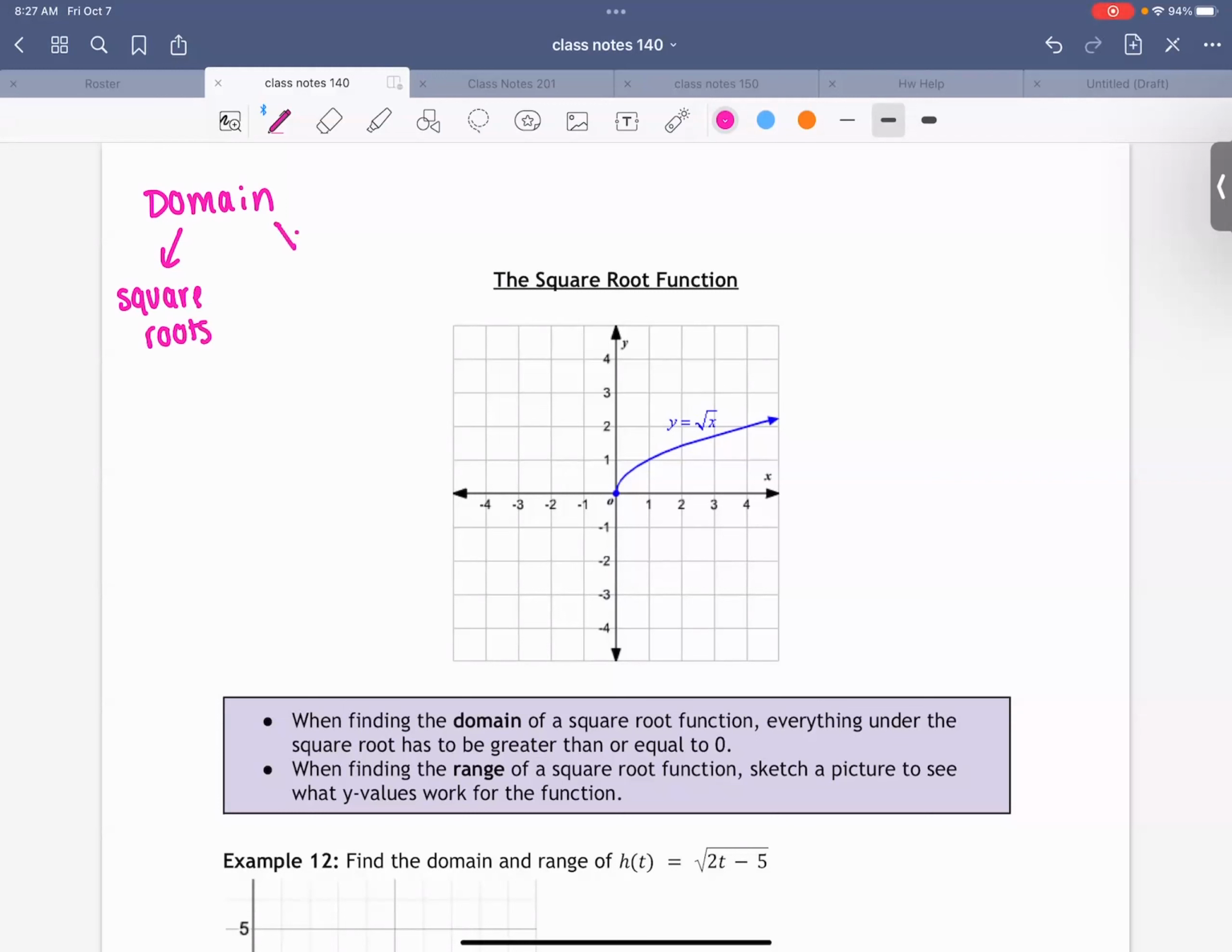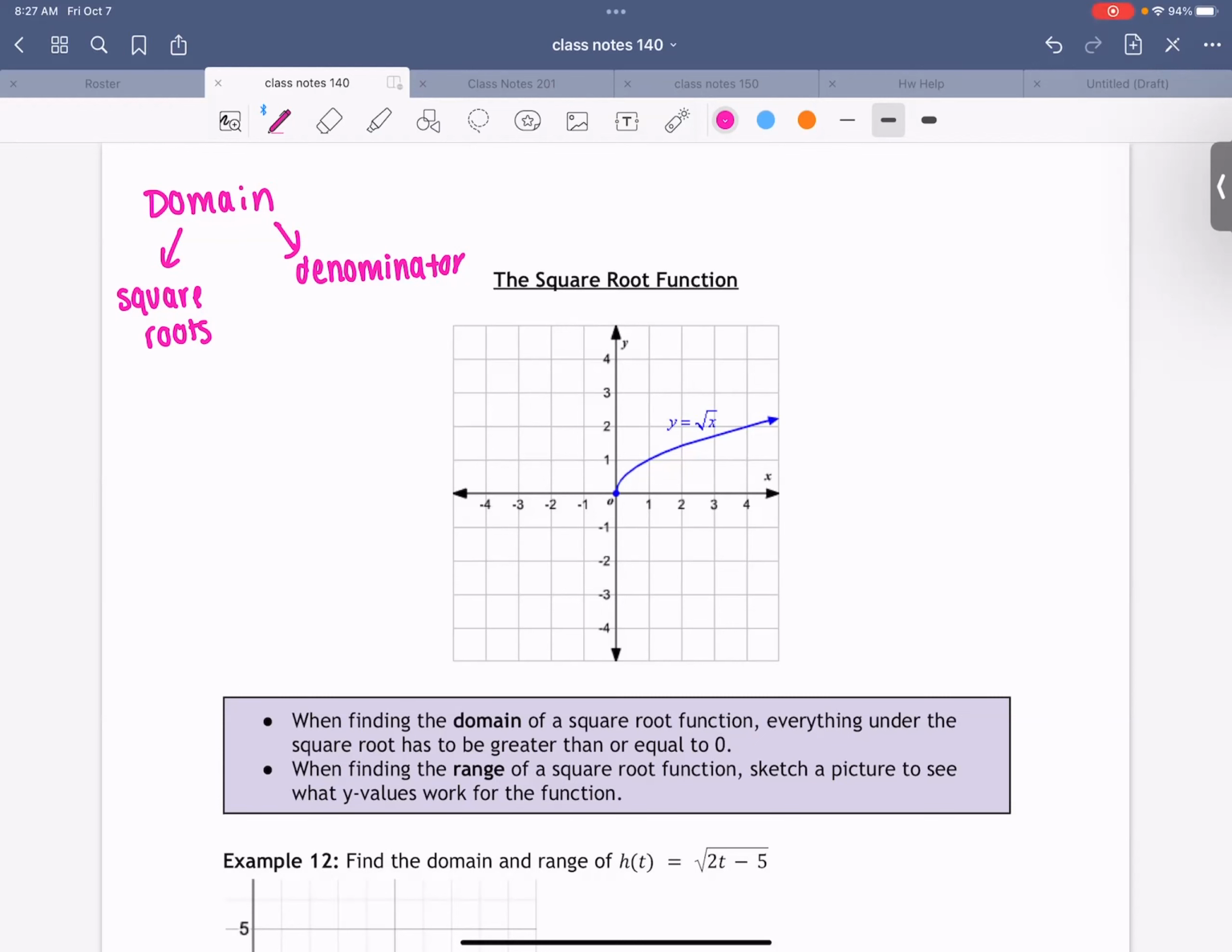And the second thing that happens is when we have a denominator. Okay, so two things that restrict the domain or make the domain a little bit smaller than what we're used to are square roots and denominators. We're going to focus on the square roots first, and then we'll talk about what happens when we have stuff in the denominator.